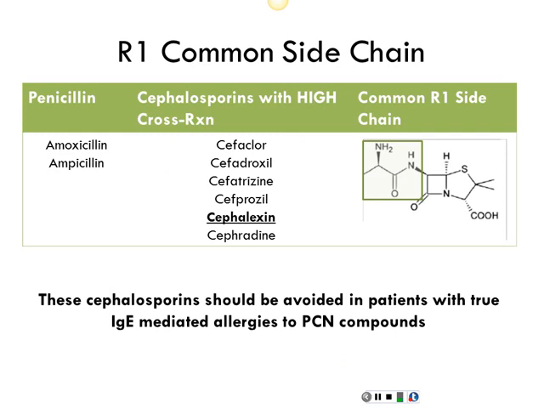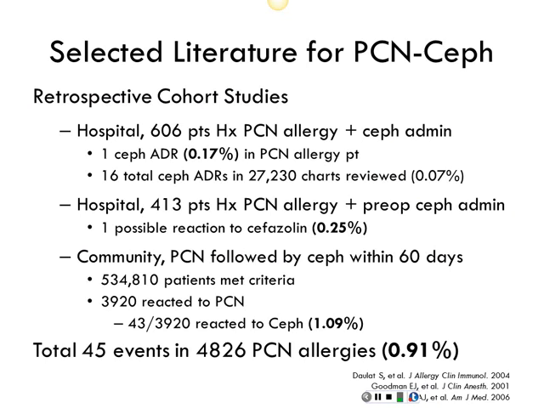I've got studies. They've done some retrospective cohort studies. There's a hospital with 606 patients with a penicillin allergy, and then that got a cephalosporin administered after that. There's only one cephalosporin ADR, so that was an adverse drug reaction. It was not an allergic reaction. So 0.17% had an adverse drug reaction, and then only 16 of the entire charts had a cephalosporin adverse drug reaction. So only 0.07% had an ADR there. So really, a very low frequency in terms of cephalosporin adverse drug reactions, lower frequency of allergies.